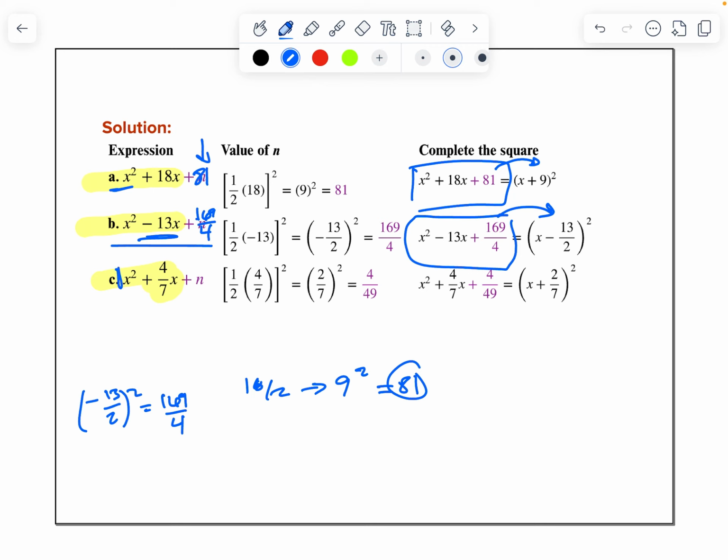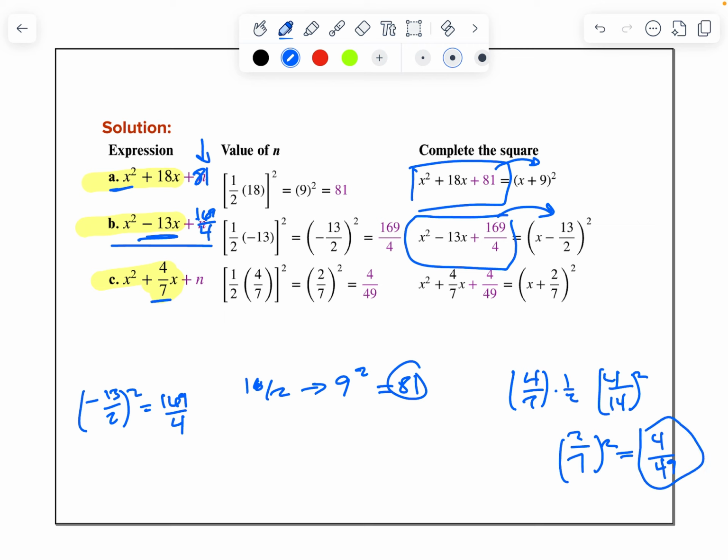Same thing here. See that the a term is a 1. We can look at the b term, 4 over 7. Dividing it by 2 is the same thing as multiplying it by a half, so that'd be 4 over 14. Square it. That's the same thing as 2 over 7 squared. I'm just going to simplify the fraction first because it's easier to think about. 4 over 49. So then that number can go here, 4 over 49. Again, creating that gives us a perfect square binomial.